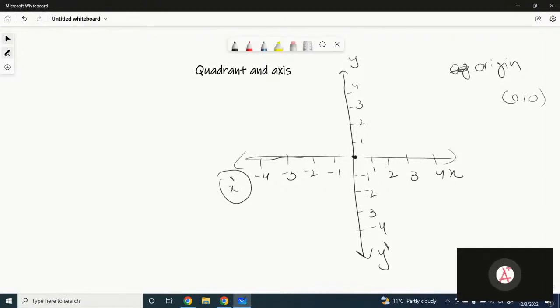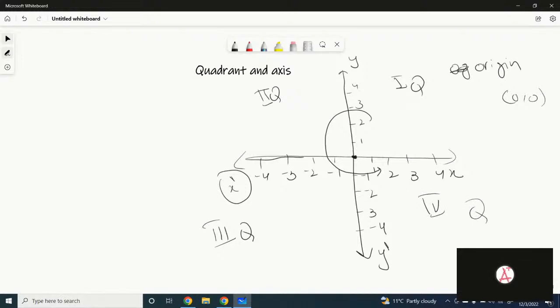Okay, now let me explain what the quadrants are. You always start from this one. This is the first quadrant. You rotate like this, from here to here. It is the first quadrant. It is the second one. That would be the third quadrant, and that would be the fourth quadrant. Got it?